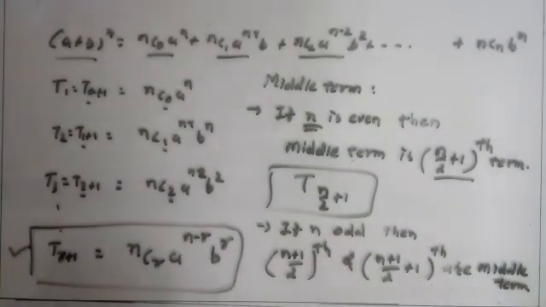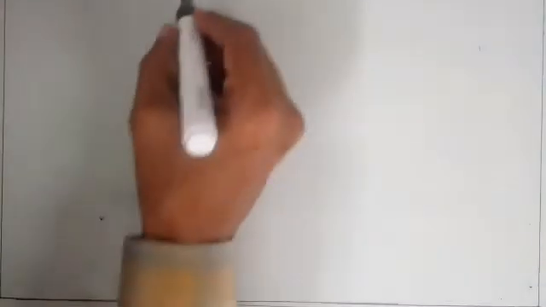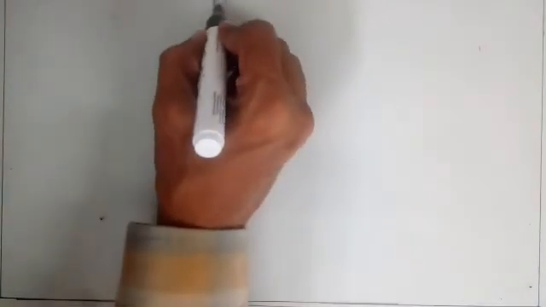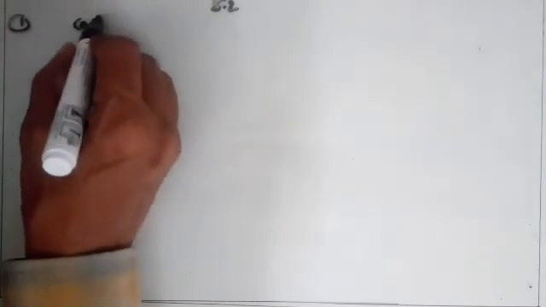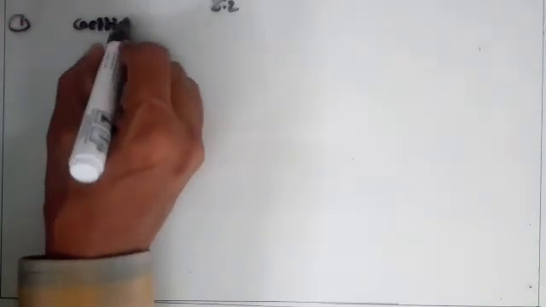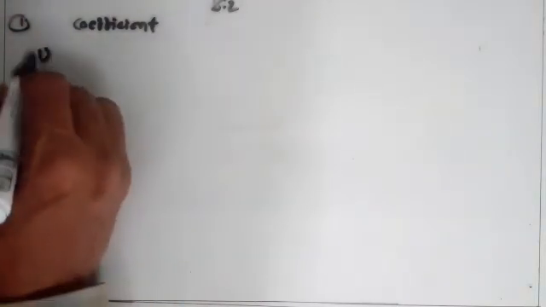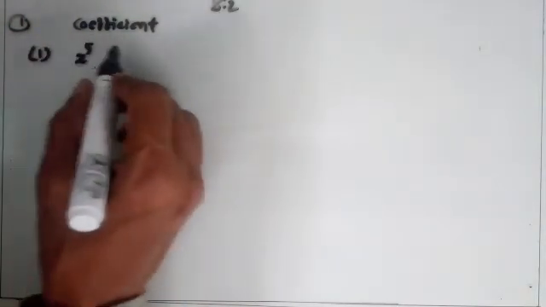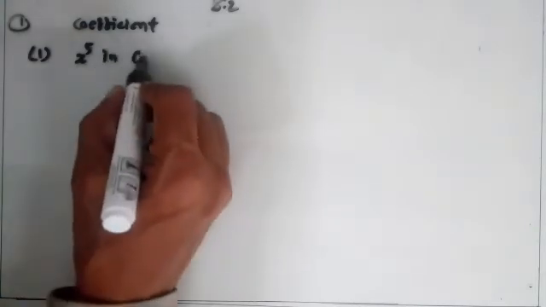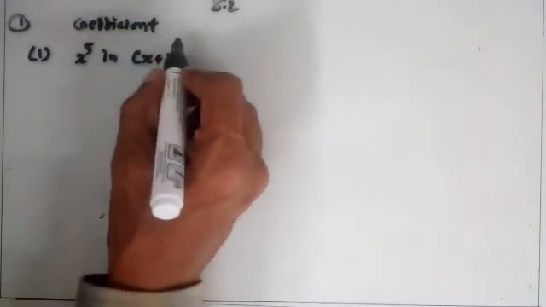Now here we solve the questions of exercise 8.2. Now 8.2, first question: find the coefficient of x^5 in (x + 3)^8.